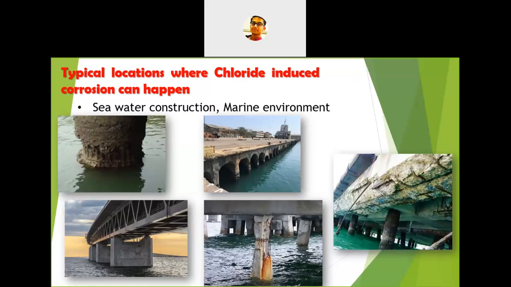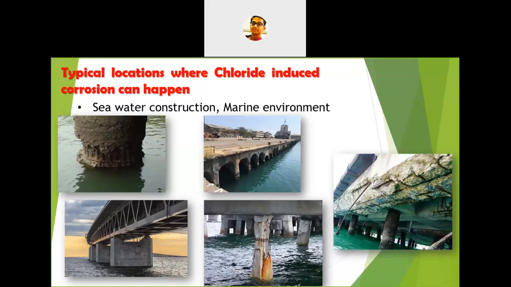Already we have mentioned that carbonation induced corrosion is one type of uniform corrosion, but chloride induced corrosion is a localized or pitting corrosion. We'll see this in detail. In the first two or three slides, I will show you some typical locations, or structures, where we can see chloride induced corrosion.